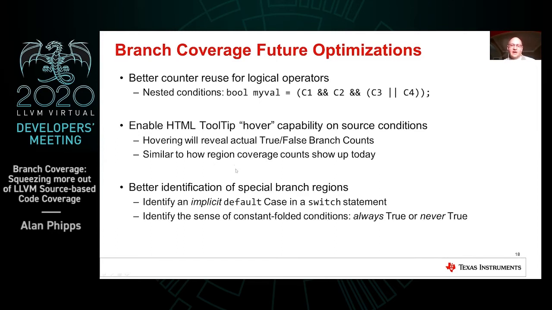I'd like to include better identification for special branch regions. For example, if you have a switch statement that has no explicit default case, Clang is going to introduce a default case implicitly for you, and that still represents a valid branch, and you'd like to represent that explicitly in your code coverage report. So I'd like to be able to identify that. Also, if you have constant folded conditions, it'd be nice to express whether or not that condition is always true or never true.